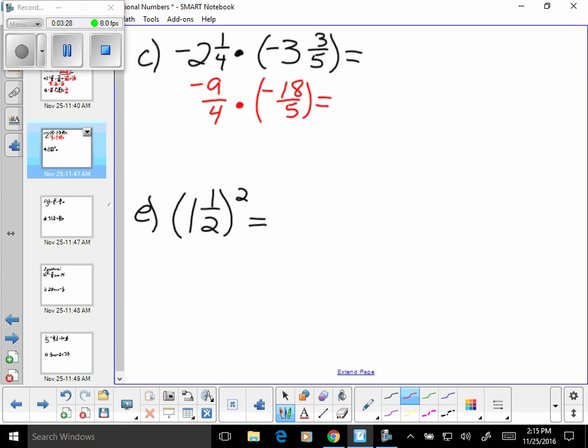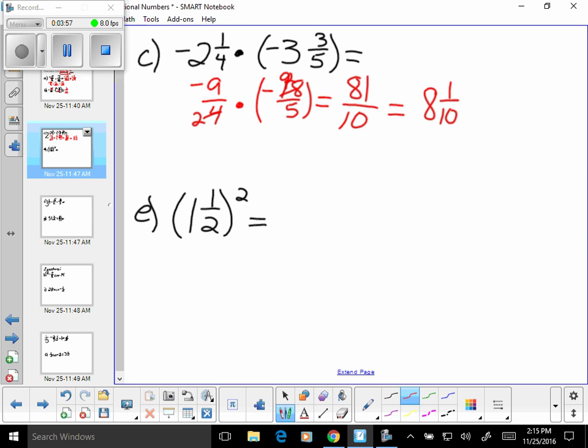Now I look for reducing, and I can take 2 out of both the 4 and the 18. Now this just goes to show you, you aren't necessarily always going to be able to divide one number into the other evenly, but you can work with common factors. I now have negative 9 times negative 9, which is an 81, and 2 times 5 is 10, and I will get 8 and 1/10.